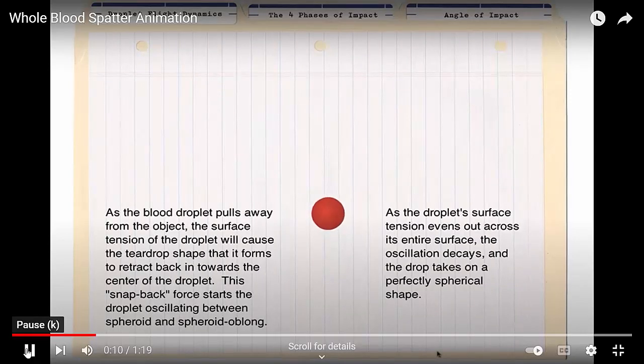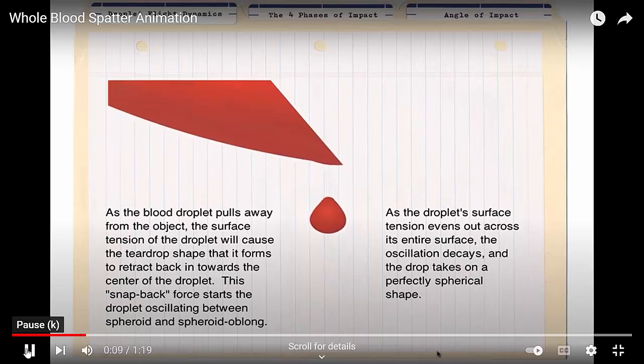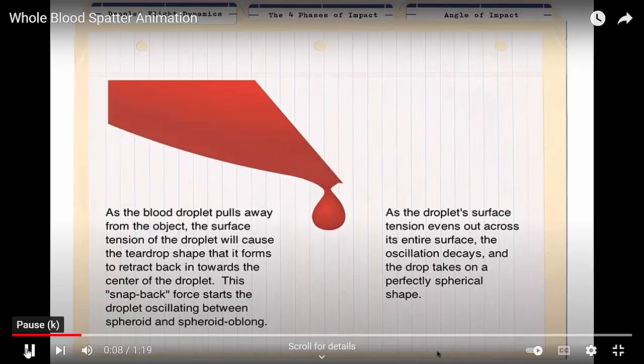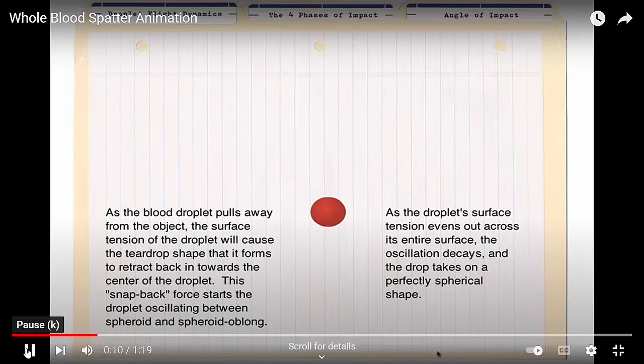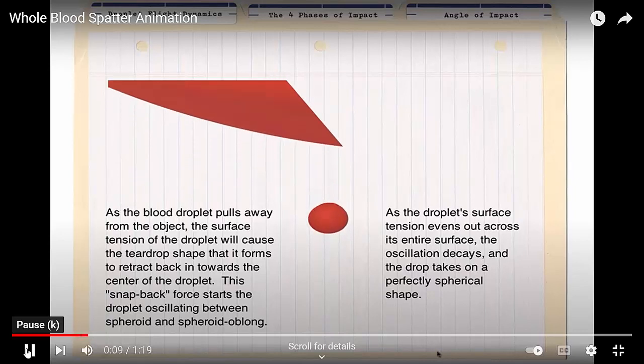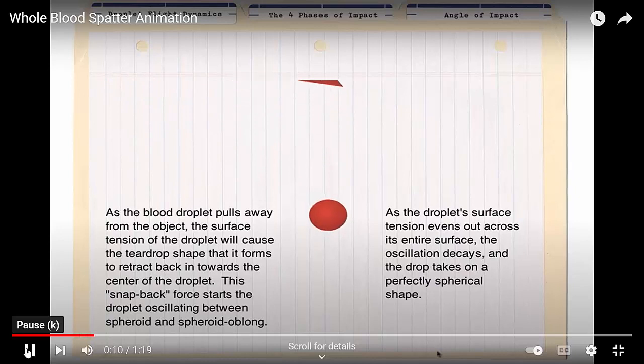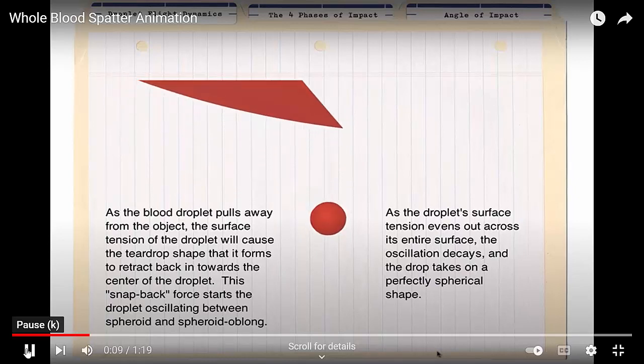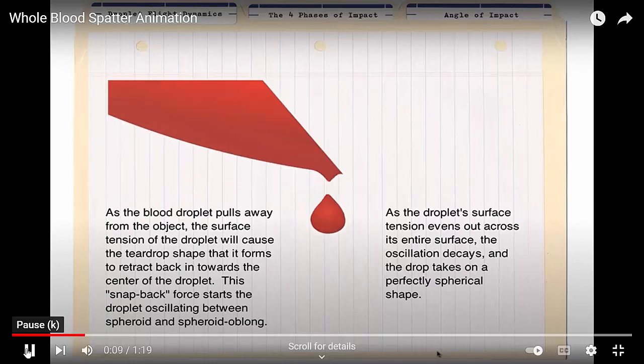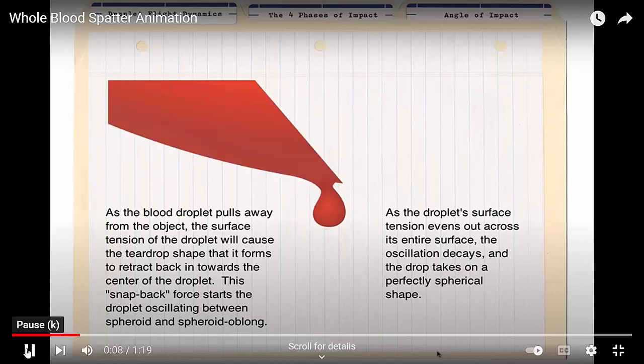And then this is cool. We're going to see this little drop. So as the blood droplet pulls away from the object, the surface tension of the droplet will cause the teardrop shape that it forms to retract back in towards the center of the droplet. This snapback force starts the droplet oscillating between spheroid and spheroid oblong. Definitely not phrases you need to know.